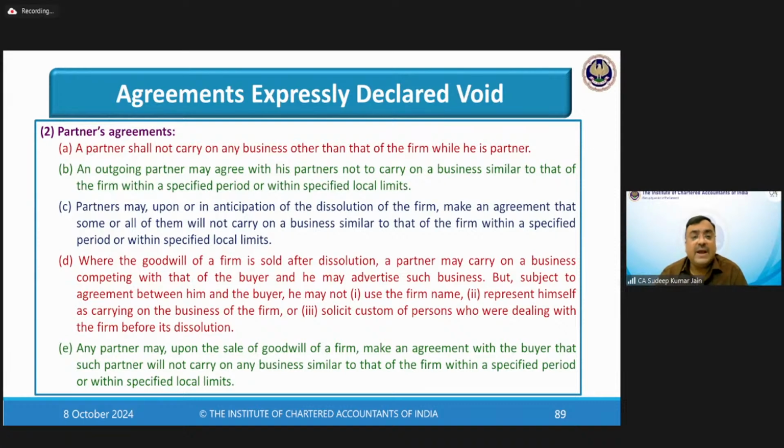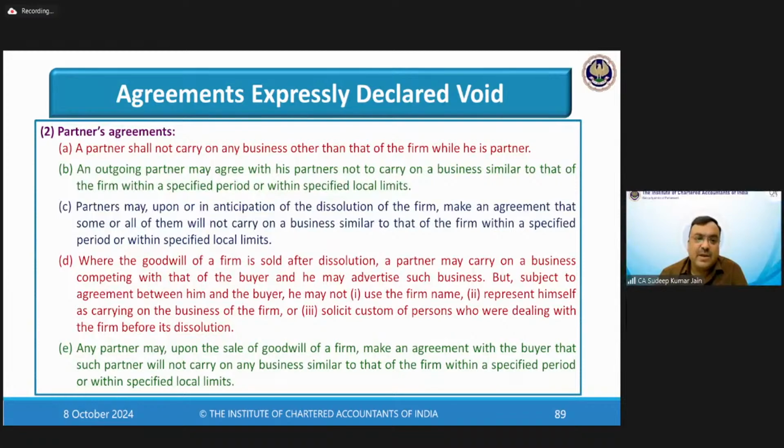B point, an outgoing partner leaving the firm may agree with his partners not to carry on the similar business as that of the firm within a specified period or within specified local limits. कि जो पार्टनर छोड़ के जा रहा है वो ये एग्रीमेंट कर सकता है कि जब वो जा रहा है तो कोई पर्टिकुलर समय तक पर्टिकुलर एरिया में सेम बिजनेस नहीं करेगा. He should not be a competitor for the firm.